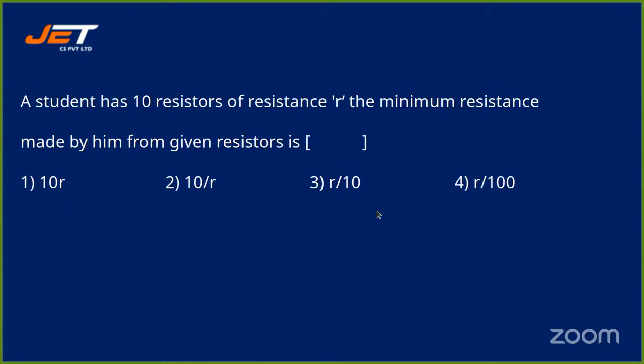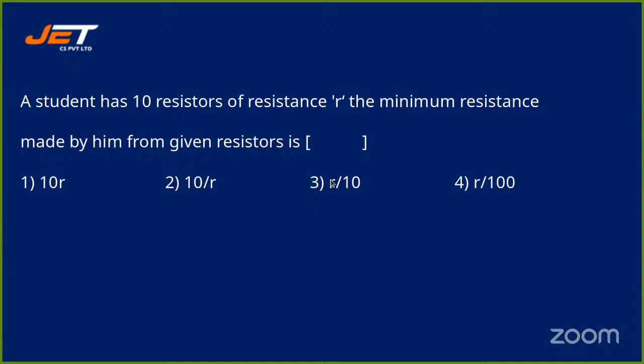Next. A student has 10 resistors of resistance R. The minimum resistance made by him from given resistors is.